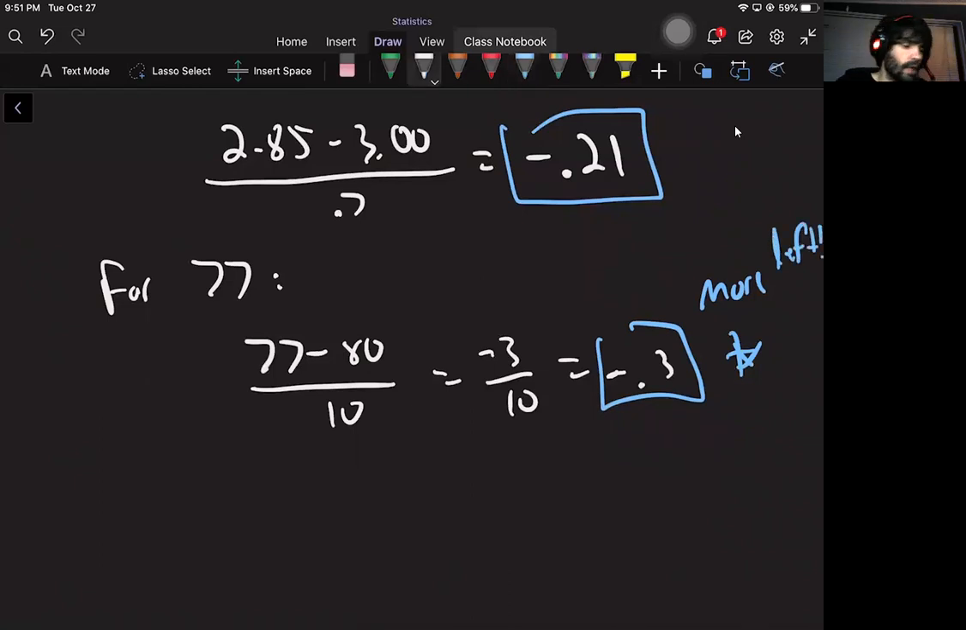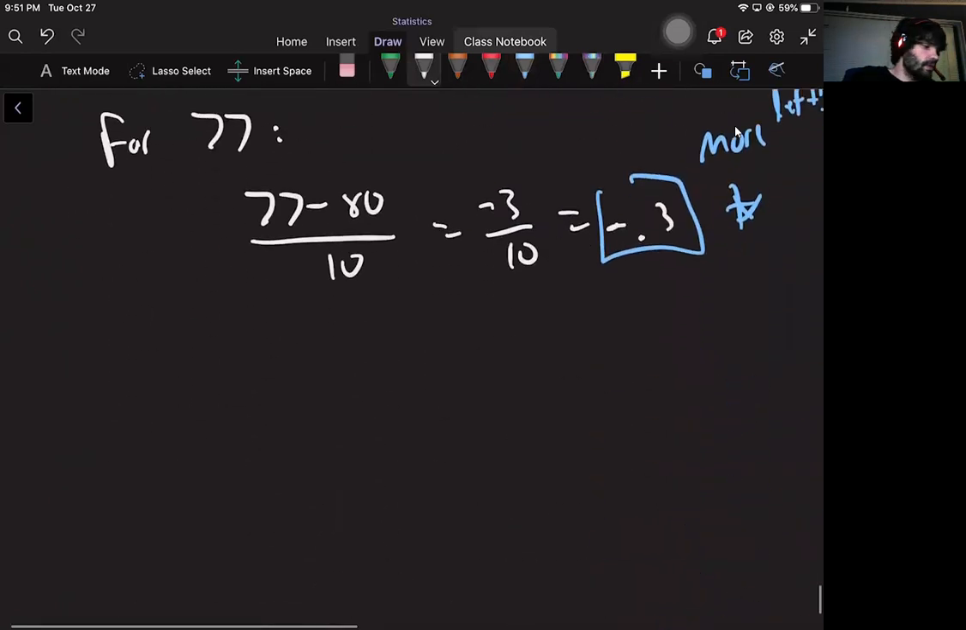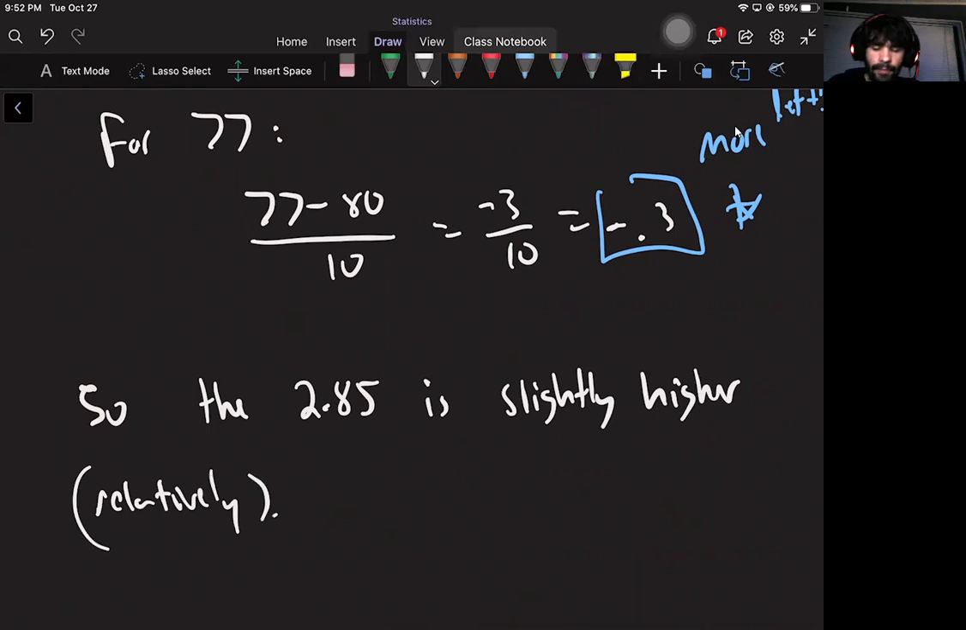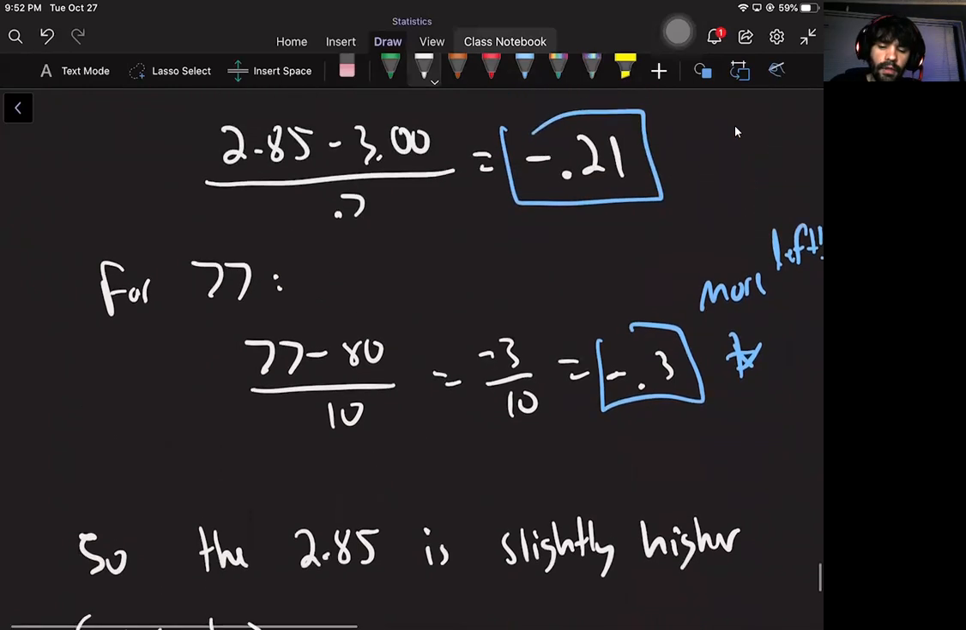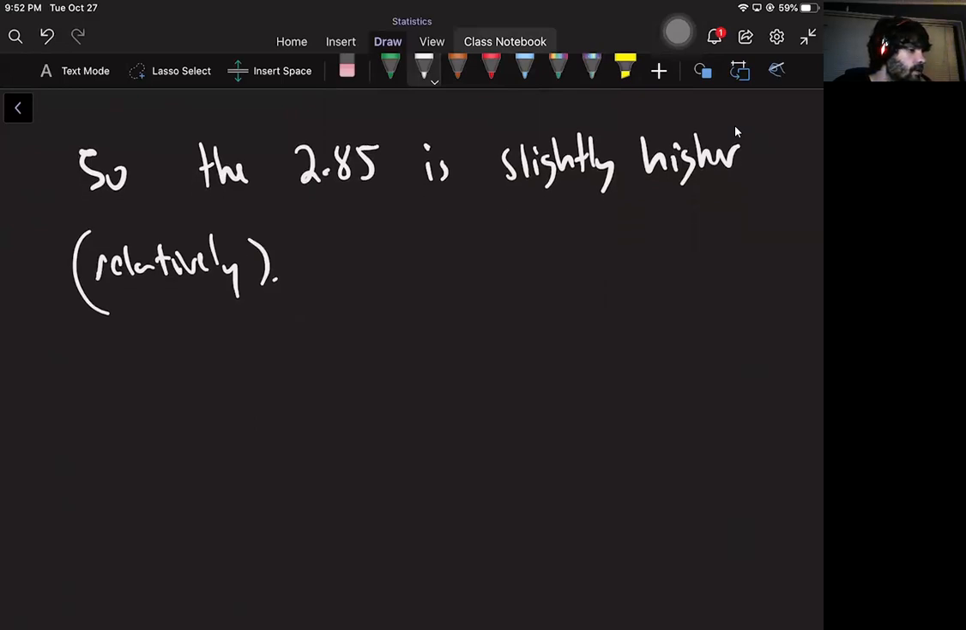So how do I actually answer the question? Which GPA is better? The first GPA is better. It's slightly higher, relatively speaking, because it's less negative than the other one. Negative 0.3 is further to the left. Okay, that's a GPA example.